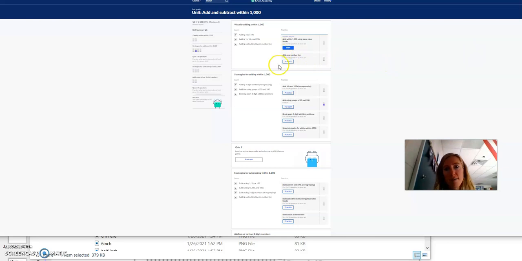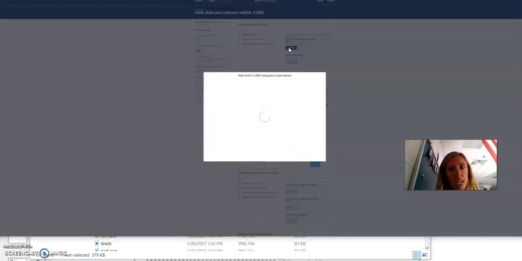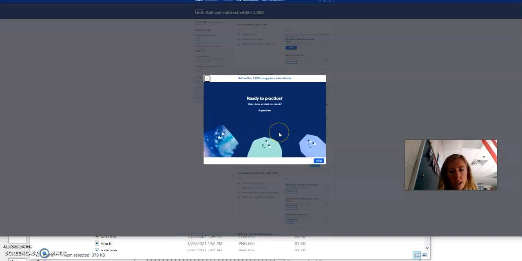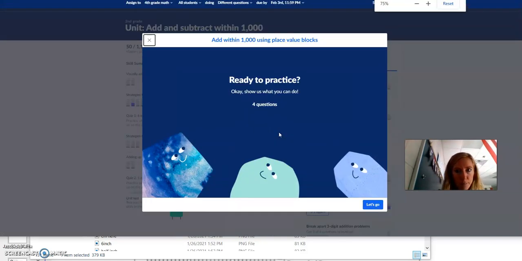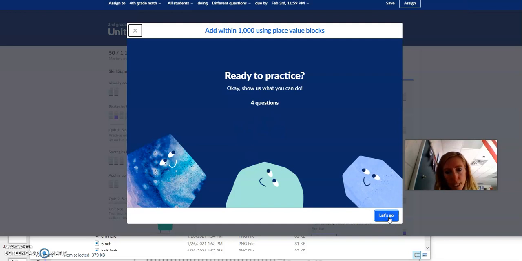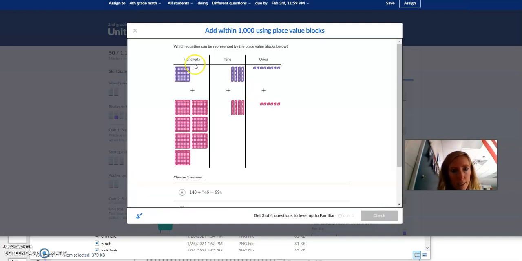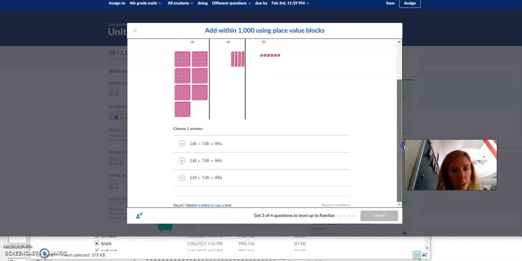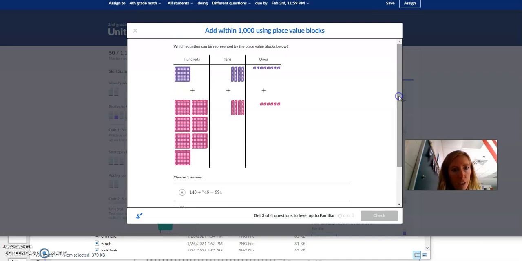It'll bring them straight to this page, and then they can just click practice, and then they're going to get their 4 problems to try. So like for this one, which equation can be represented by the place value blocks below? And I have to choose which equation down here is going to represent that picture. Now you might be like, oh, this is way too much for some of my kids. Well then, don't have them do it.